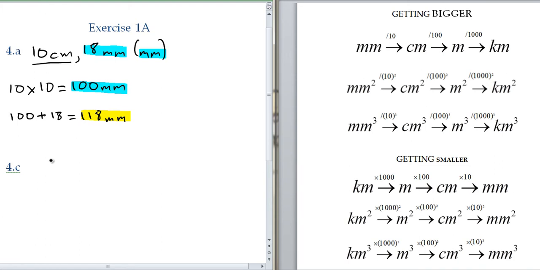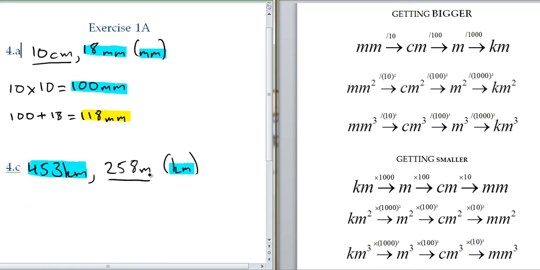In 4C, we were asked to do 453 kilometers added to 258 meters, and we're asked to express the answer in kilometers. So again, this is the unit we want. Which one of our numbers is already in that unit? Well, it's the 453 kilometers. So the only one we need to change is this 258 meters.